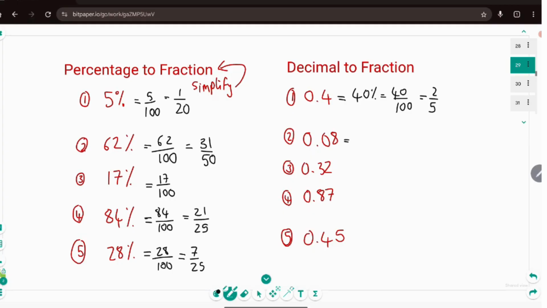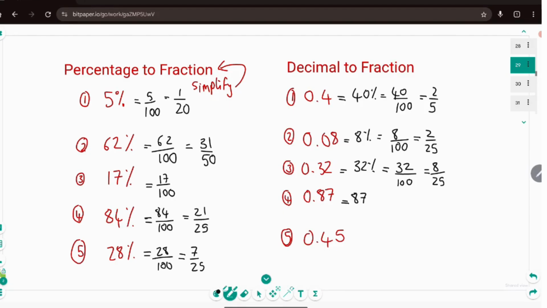Next one. 8%. Multiply 0.08 by 100, get 8%. 8 over 100, 2 over 25. Next one. 32%. 32 over 100. 8 over 25.